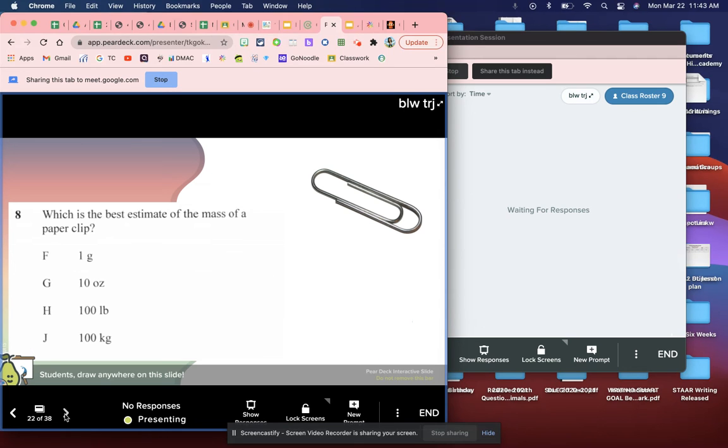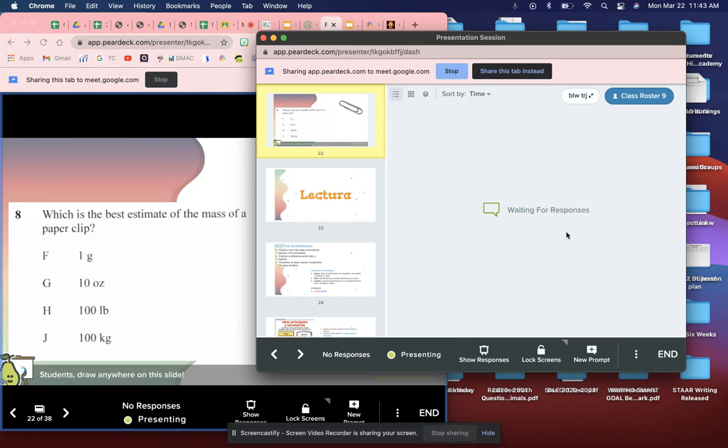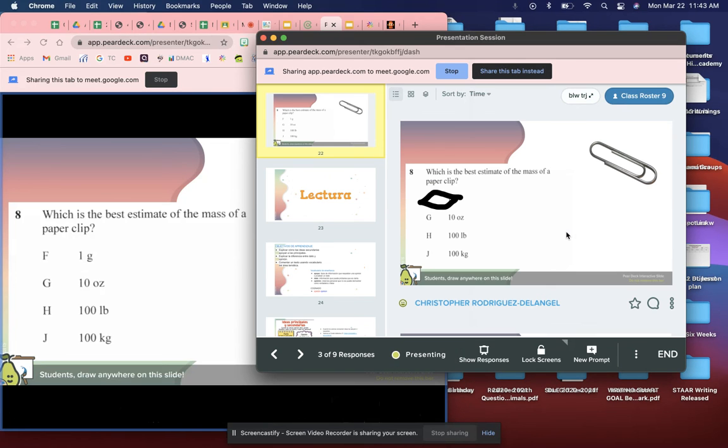Yes. The next one, the paper clip. Mass, mass, mass. Mexico, Mexico. What do we use in Mexico? Grams. Grams and kilograms.